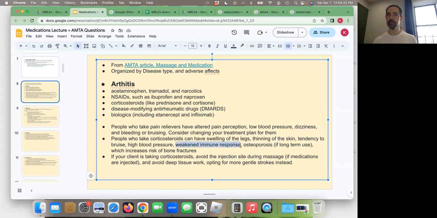If they have a weakened immune response, you want to be really careful to make sure that every nook and cranny of your face cradle is disinfected and sanitized, that the whole place, the table, the sheets, the face cradle cover, your hands, your uniform, everything has been changed, disinfected, sanitized, or is fresh.